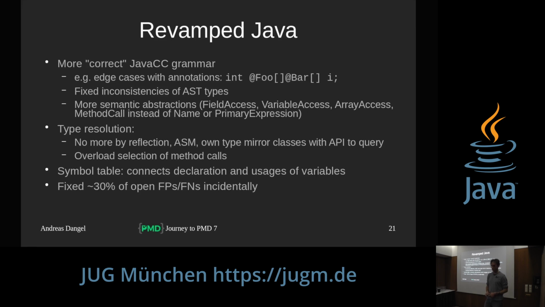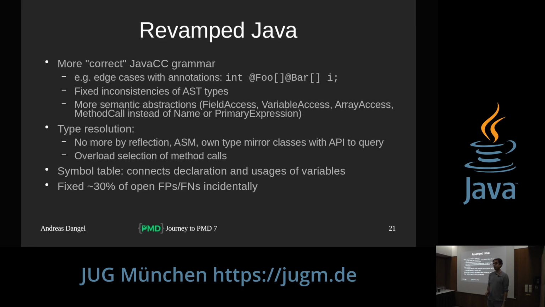That's needed if you want to query what the supertypes are of some variable you have defined in your code and check some kinds, or if you want to limit your rule to check only for one specific type, you need to query the types. That's the type resolution.